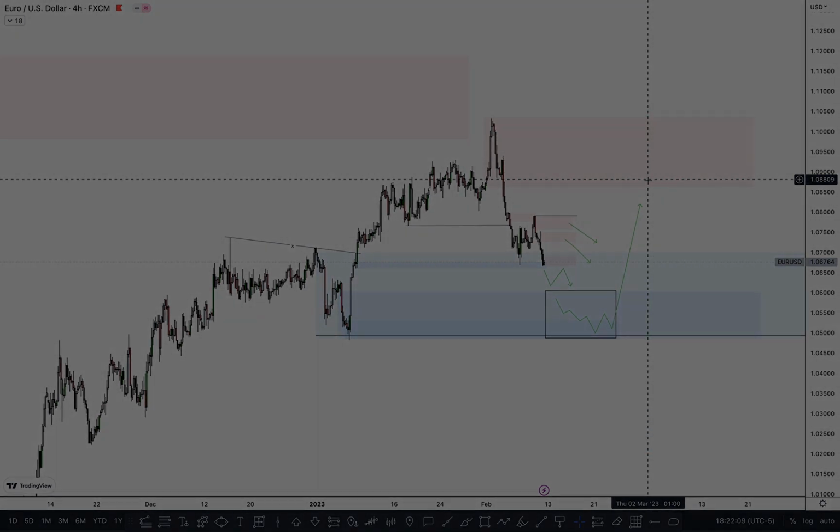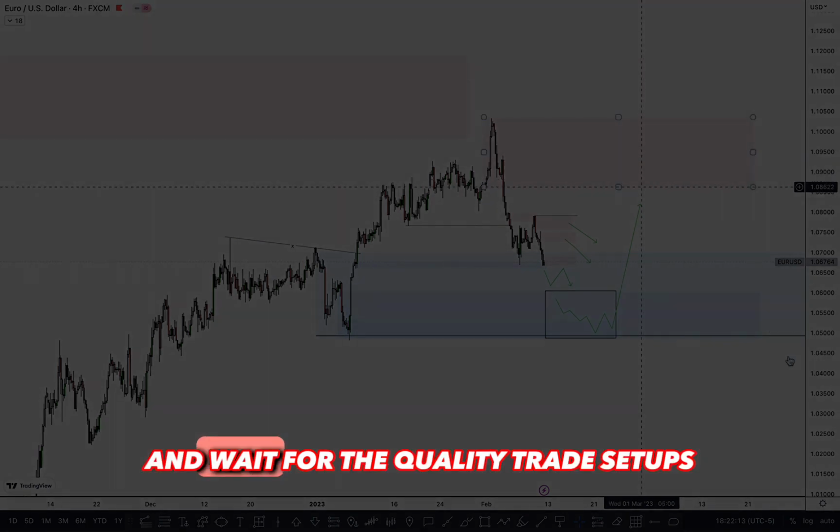Risk management wise, I recommend less than 1% and wait for the quality trade setups.